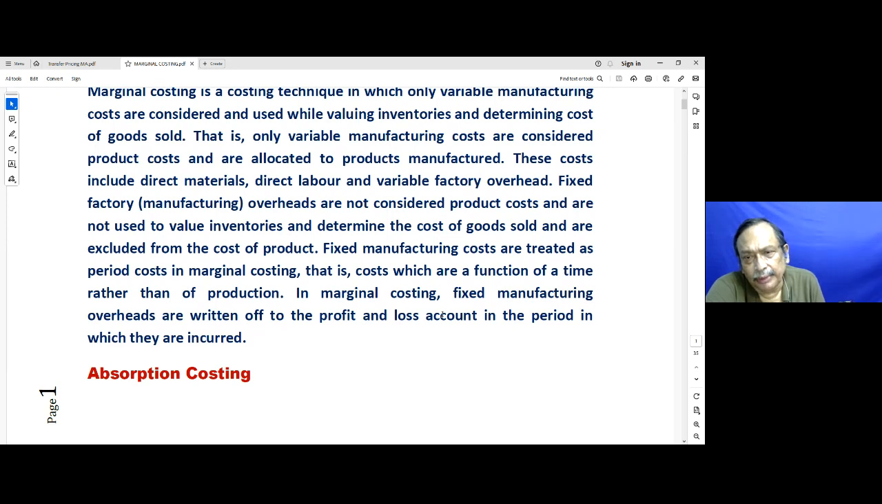Okay, so fixed manufacturing costs are treated as period cost in marginal costing, that is, costs which are a function of time rather than of production. In marginal costing, fixed manufacturing overheads are written off to the P&L account in the period in which they are incurred. So that is about your marginal costing.